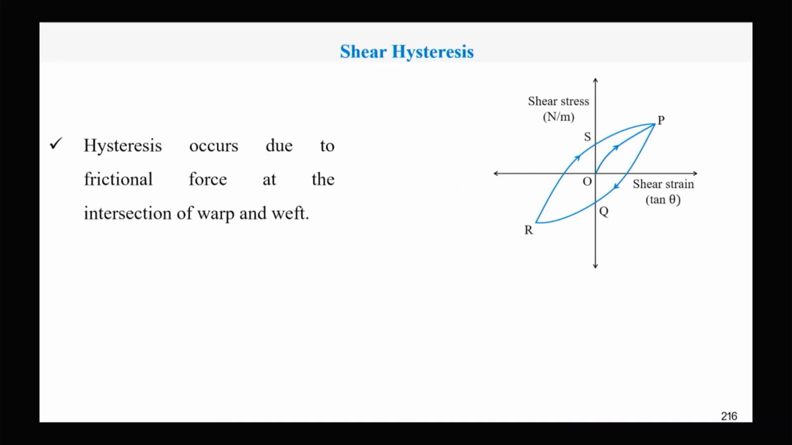Now shear hysteresis occurs due to the frictional force at the interaction point of the warp and weft, in the case of woven fabric. So when we apply the shear deformation and after the removal of the load, the material will come back, but there will be some hysteresis. This is mainly due to the frictional force.